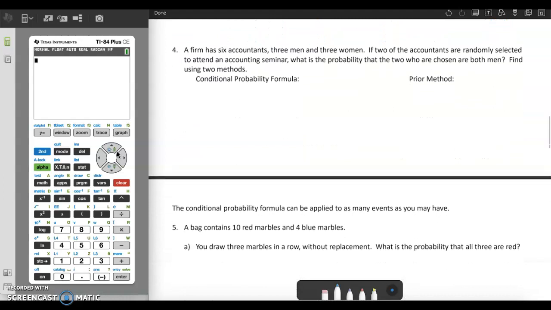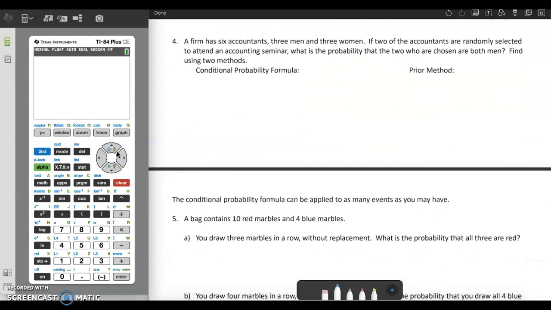Let's look at another example here. A firm has 6 accountants, 3 men and 3 women. If 2 of the accountants are randomly selected to attend an accounting seminar, what is the probability that the 2 who are chosen are both men? Find using 2 different methods. Okay, so first let's use the probability formula, and then let's look at a prior method where we've already done problems like this before, and now we have multiple ways we could attack them.